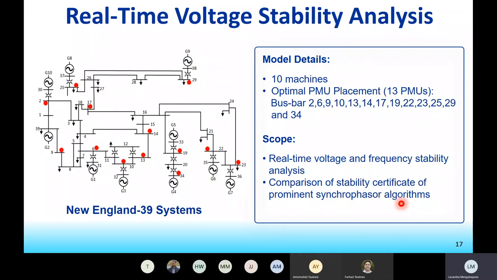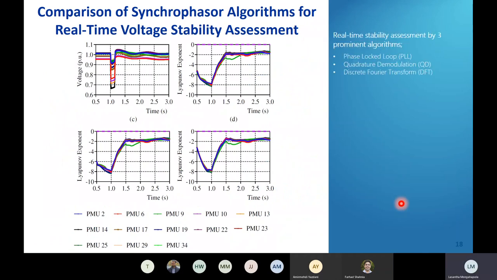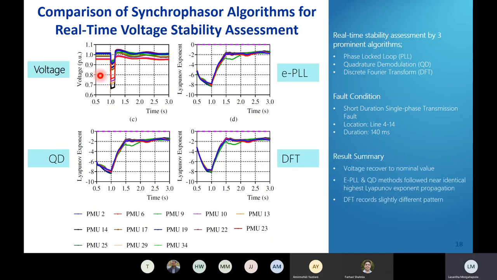In the next slide, you can see a fault on the line connecting bus bar 4 and bus bar 14 in the New England 39 system. It is a 140 millisecond fault, and you can see the bus bar voltage severely drops. We tested the different algorithms. The EPLL method is here, and the quadrature demodulation method is here. Both are tracking the exponent in a similar way, but the DFT tracks the exponent differently compared to the other two.